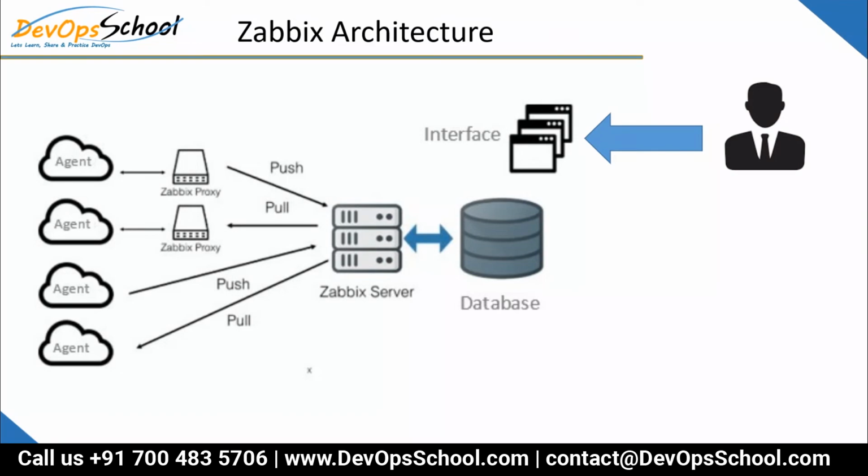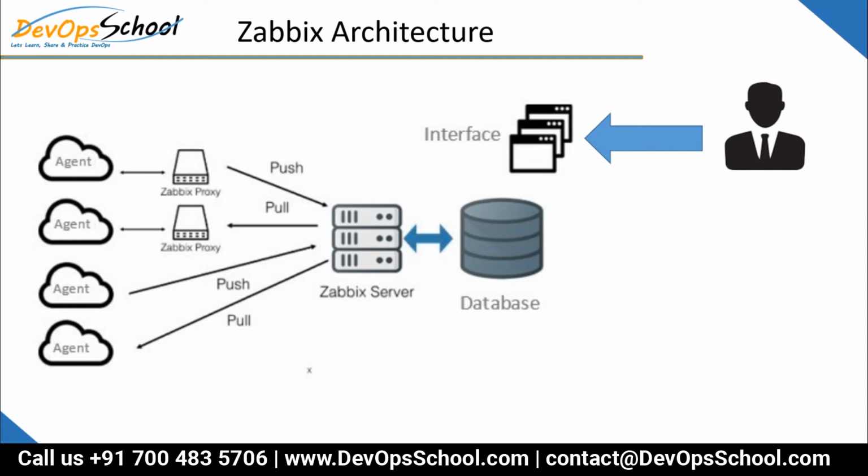Now, how many agents can you use with a proxy? To be honest, I have not come across any limitation as such. How many proxies can you add to the Zabbix server? I don't have any numbers because I have not come across any such limitations. So that means you can set it up as many as you want. It depends on the pull and push. Make sense?